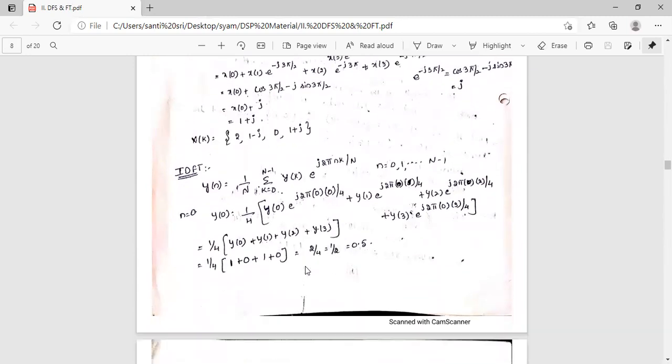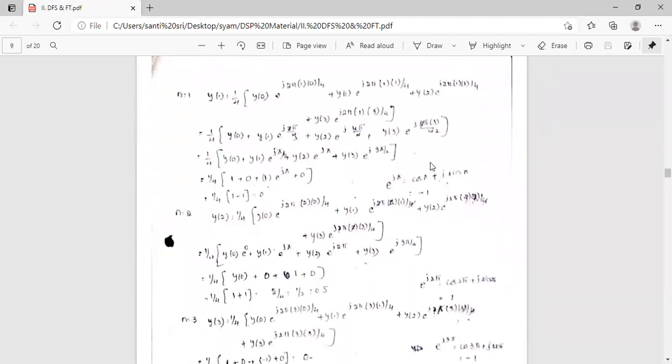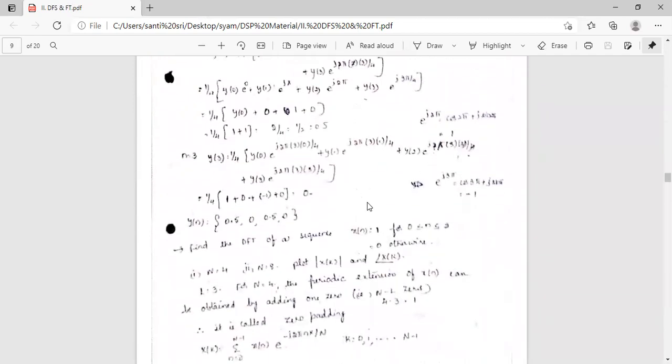Similarly, for the IDFT, what is the formula for the inverse discrete Fourier transform? x of n or y of n equal to 1 by N into sigma k equal to 0 to N minus 1 Y of k into e power plus j 2 pi n k by N, where n is varying from 0 to N minus 1. Here the N value is 4, so it is also varying from 0 to 3. Here also we substitute the values of n equal to 0 to 3. We get y of 0, y of 1, y of 2, and y of 3. So finally, y of n is 0.5, 0, 0.5, 0. This is the IDFT, the inverse discrete Fourier transform. So like this, we can find the DFT and inverse discrete Fourier transform of the given sequence.